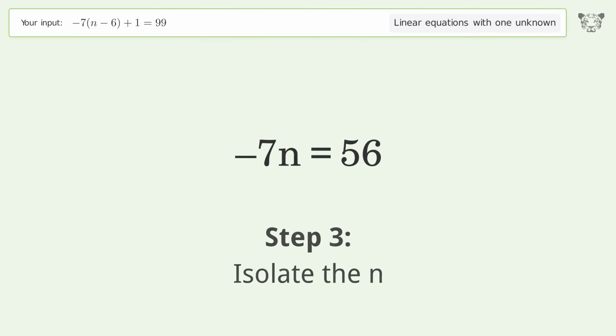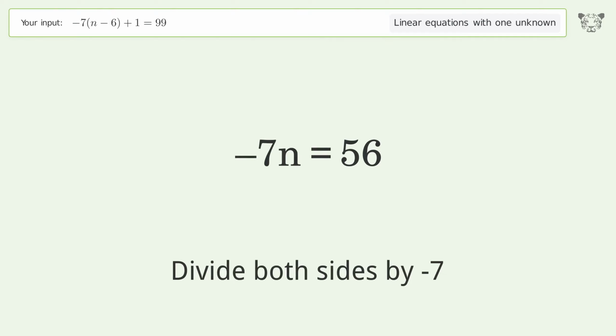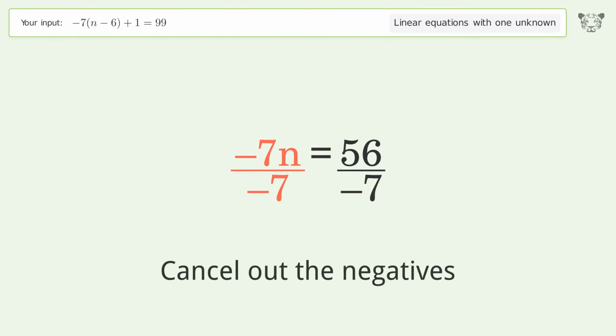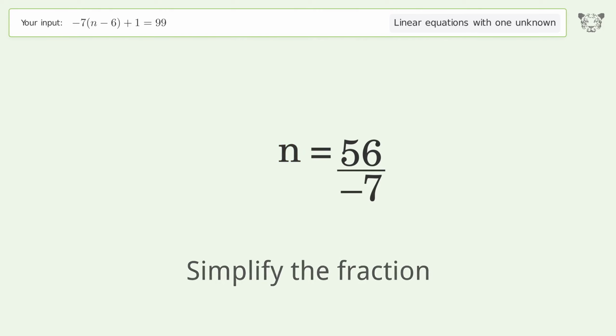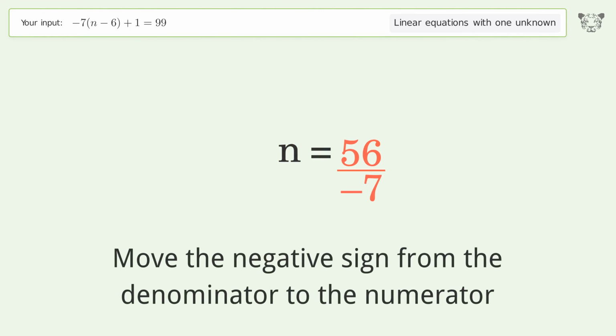Isolate the n. Divide both sides by -7. Cancel out the negatives. Simplify the fraction. Move the negative sign from the denominator to the numerator.